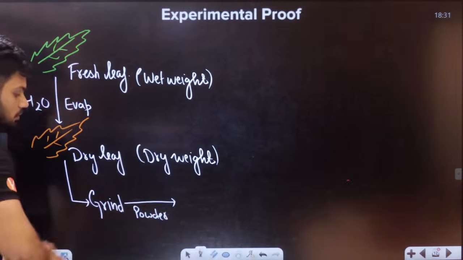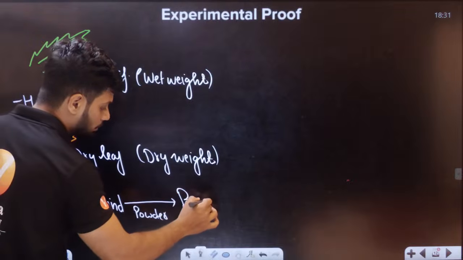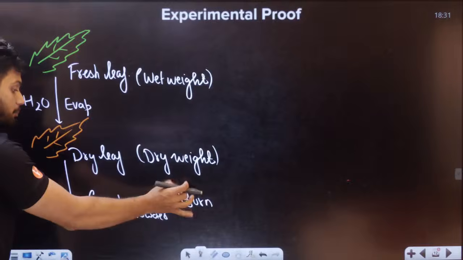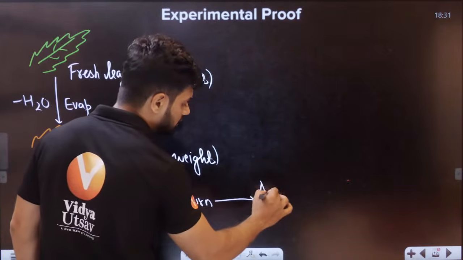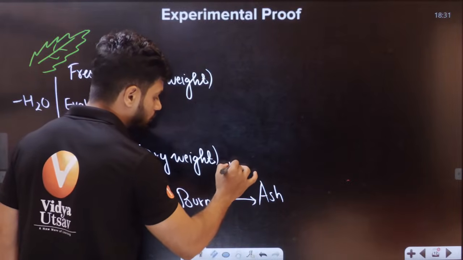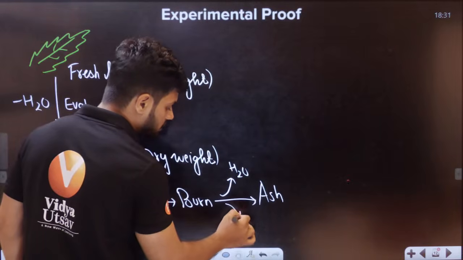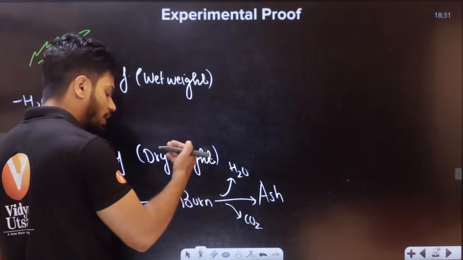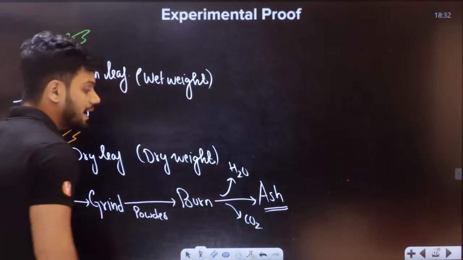Now what do we do? We burn the fire. We burn the powder. Completely burn this powder, students. Once you completely burn the powder, what do we get? We get the ash. Here there is removal of any type of water. Everything is gone here. Any type of CO2 is also released to some extent. Evaporation has happened, oxidation has happened, everything has happened, and we end up getting the ash.